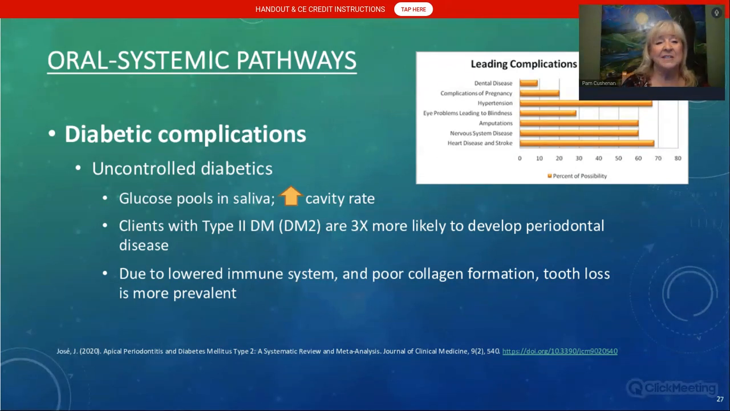Some of the complications that we find orally from uncontrolled diabetes is an increased cavity rate, and that's because glucose is pooling in the oral cavity. When a patient has type 2 diabetes, they're more likely to develop periodontal disease. And also because their immune system is lower and there's poor collagen formation, there's a higher level of tooth loss.